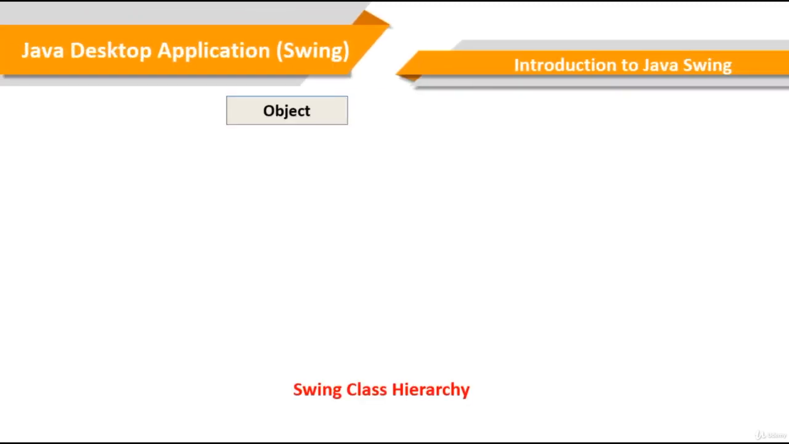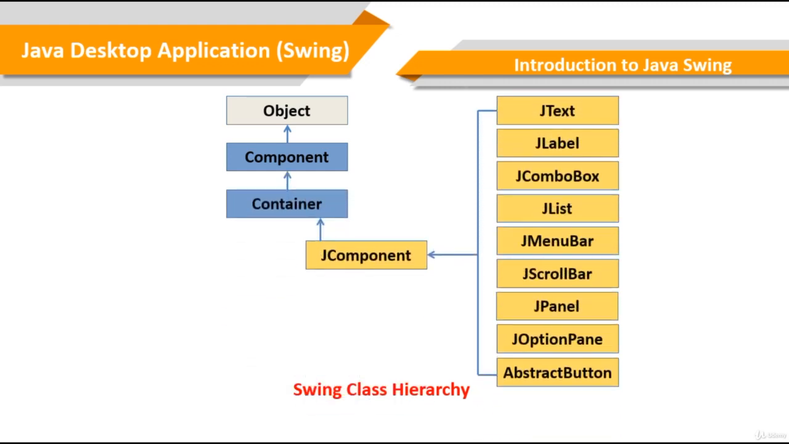So here on the slide, you see the Swing class hierarchy diagram. The base class after the Object class is the Component class. The Component class is a superclass that declares the common features of the graphical user interface, or GUI components. All components in Swing are JComponent, which can be added to container classes.